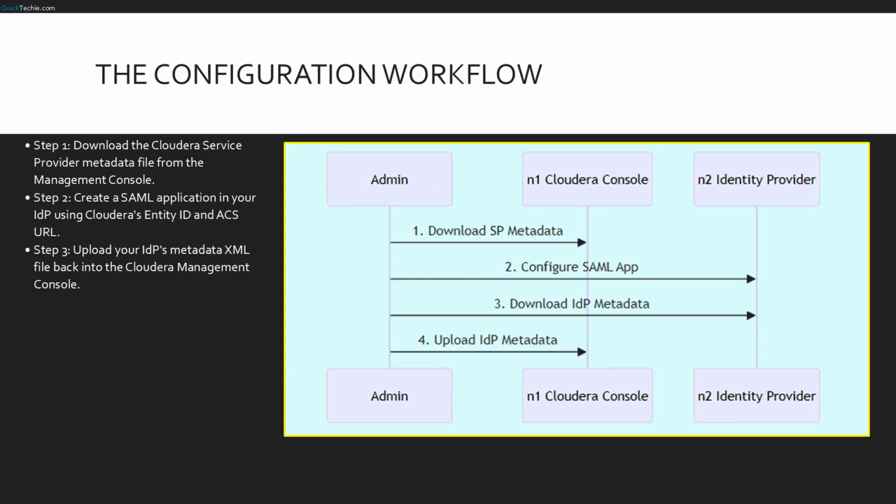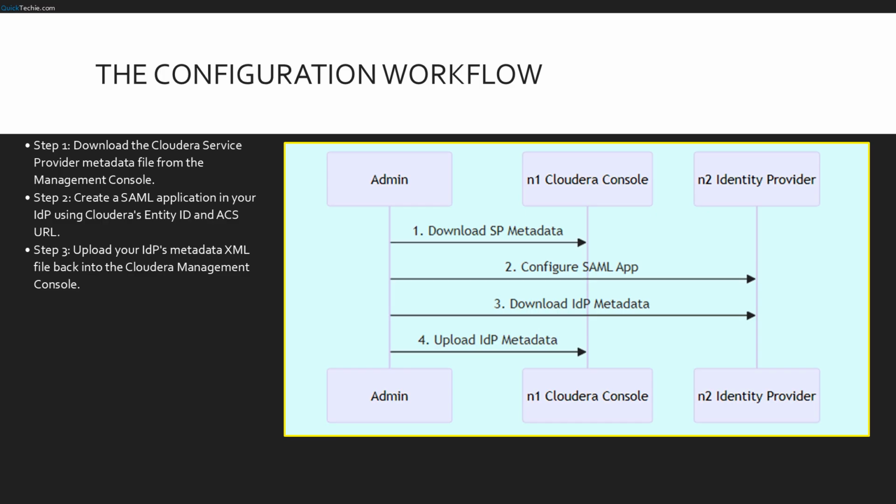Configuring this connection is a handshake process. First, you download the service provider metadata from Cloudera, which contains essential connection details like the assertion consumer service URL. Next, you create a corresponding SAML application within your IDP, for example, in Azure AD or Okta, using the entity ID and URL provided by Cloudera. Finally, you complete the circle by downloading the federation metadata XML from your IDP and uploading it into the Cloudera Management Console. This exchange of metadata establishes the trust relationship between the two systems.